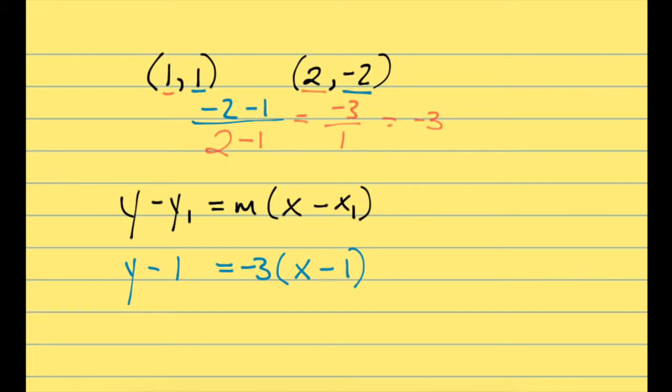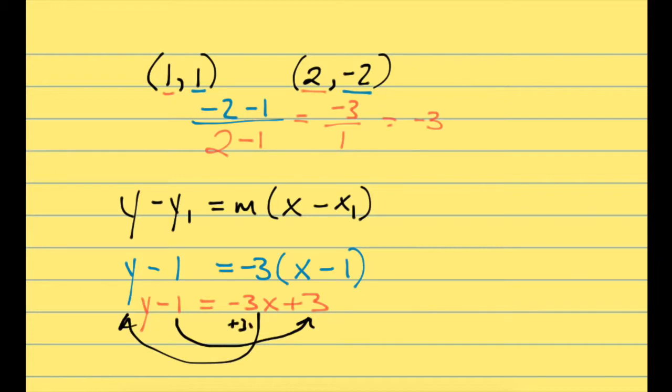Now in order to get to standard form, what we want to do is first use the distributive property on the right, and then we're going to move the constants, that is the numbers without variables, to one side, and the variables to the other side. So we're going to add 3x to both sides, and add 1 to both sides. That gives me 3x plus y equals 4.